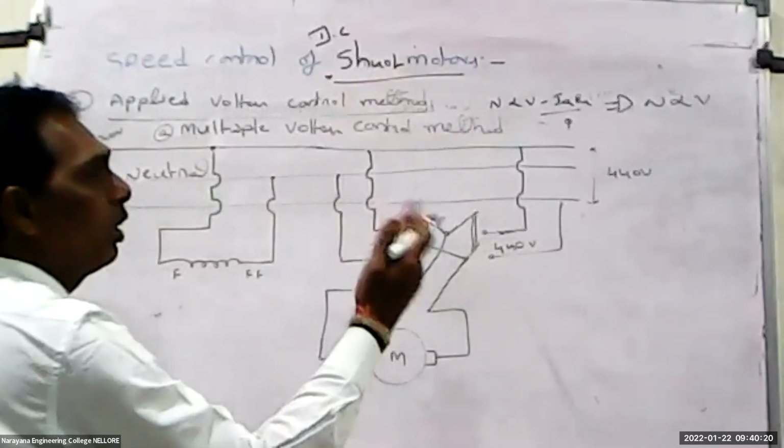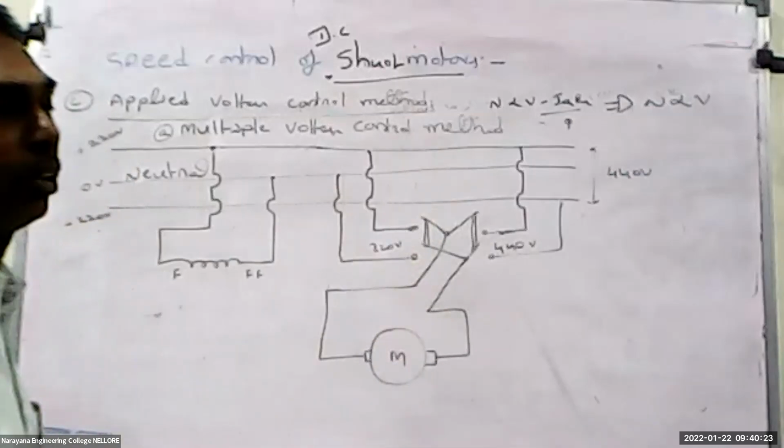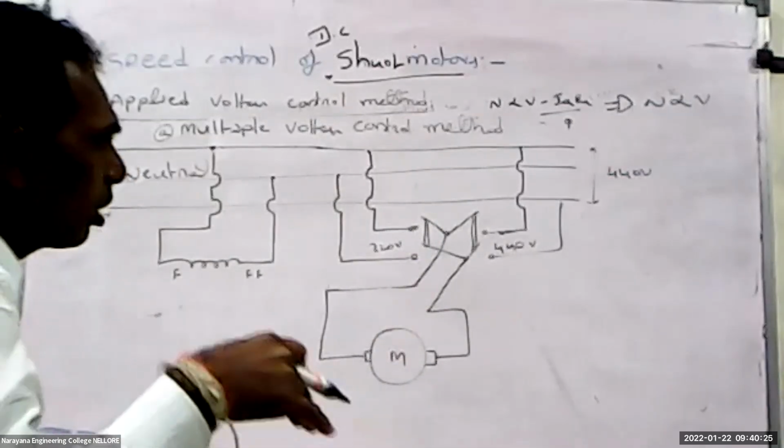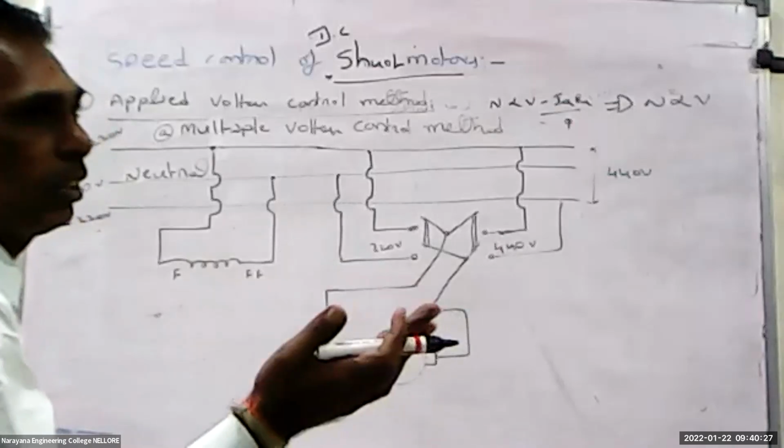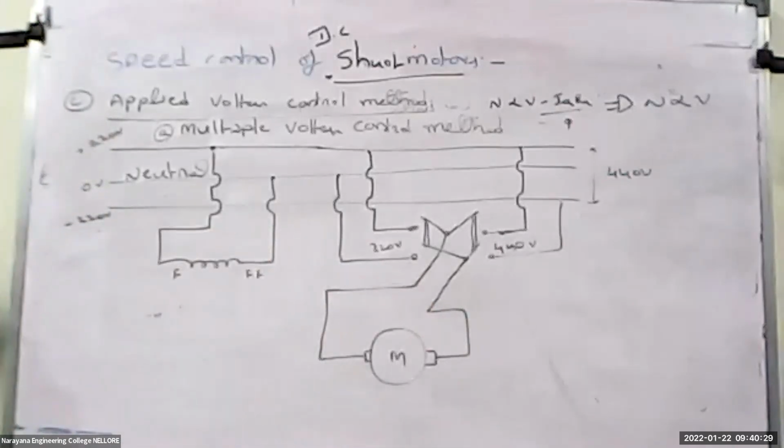The motor speed depends directly upon the supply voltage. If you increase the voltage, speed also increases. If you decrease the voltage, speed also decreases. Then what is the disadvantage here? What do I mean by the disadvantages?